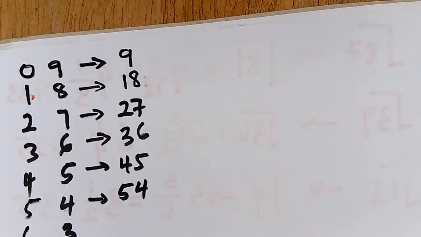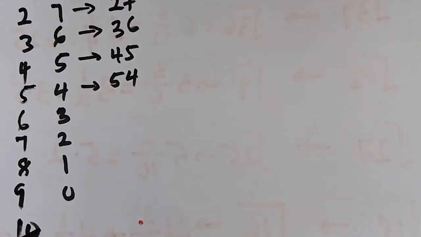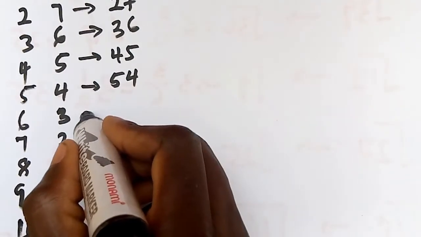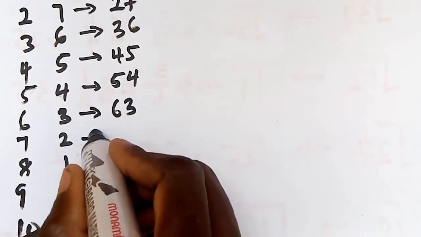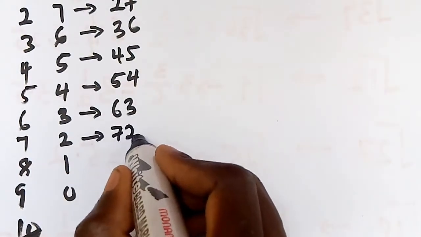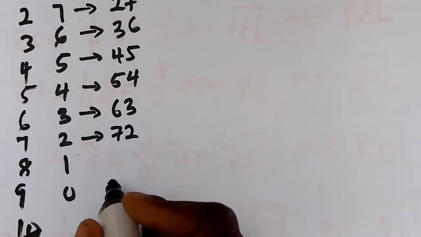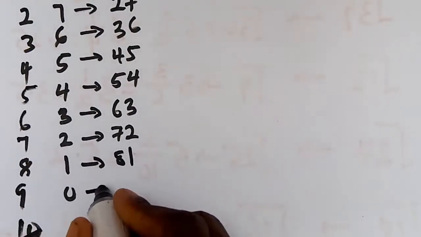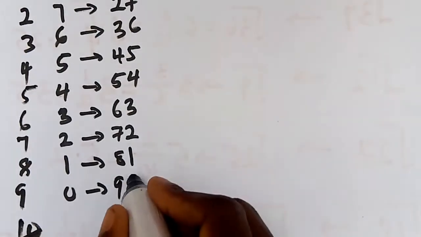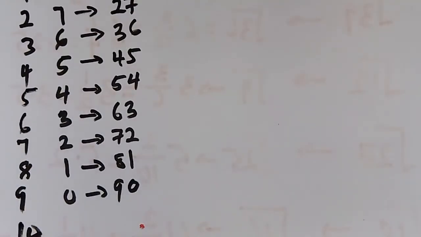Then 5 and 4 gives 54. So with the multiplication table, we say 9 times 1 is 9, 9 times 2 is 18, 9 times 3 is 27, 9 times 4 is 36, 9 times 5 is 45, and 9 times 6 is 54. 9 times 7 will give you 63. And 9 times 8 gives us 72. Then 9 times 9 is 81, and 9 times 10 is 90. I think this is very easy, very simple.